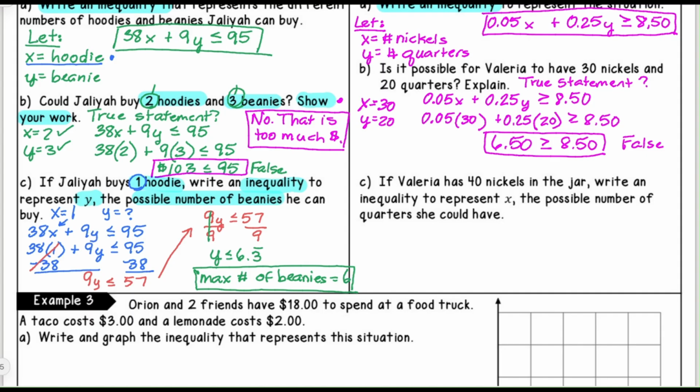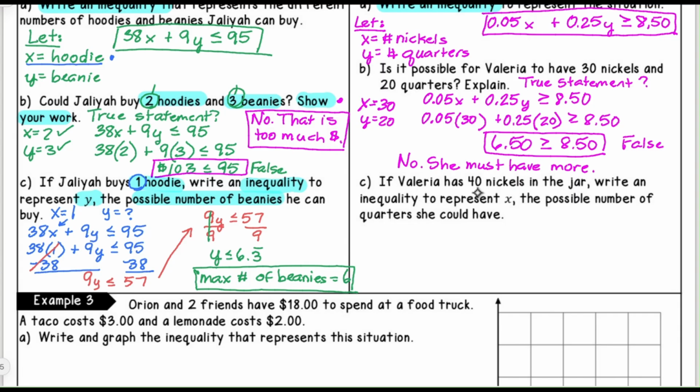So is it possible for her to have 30 nickels and 20 quarters? No. She must have more. She needed to have even more than that in order to have enough money to be $8.50 or greater.